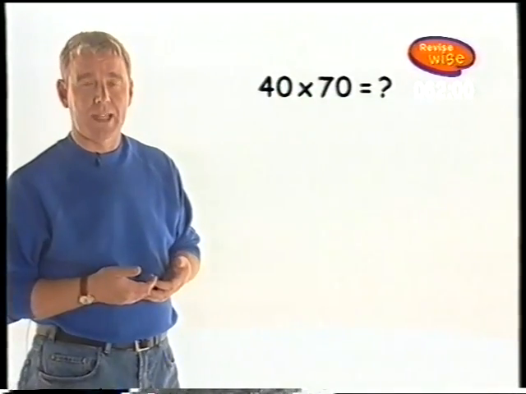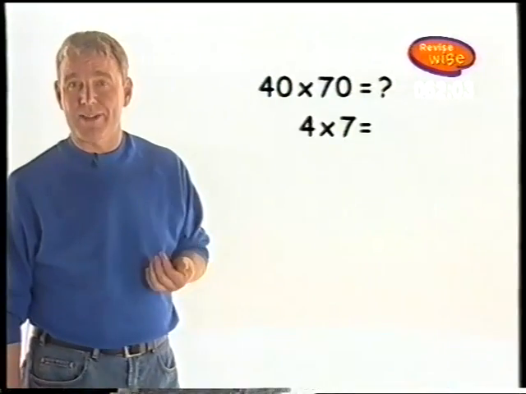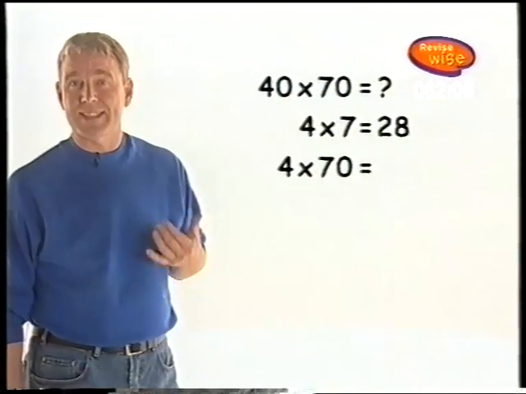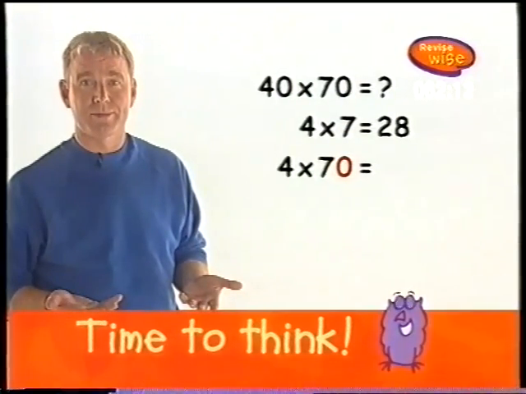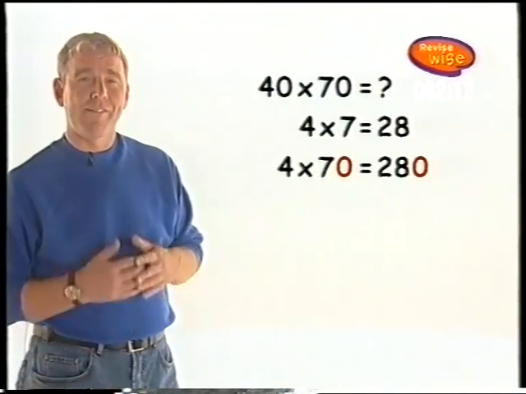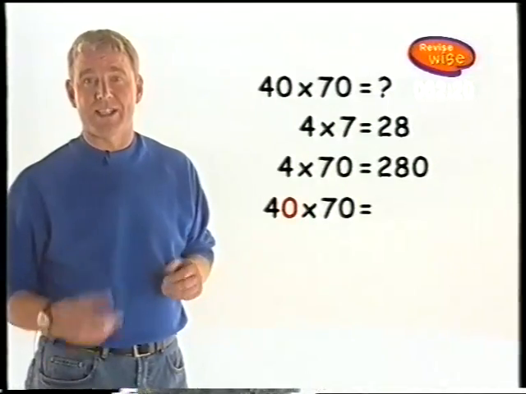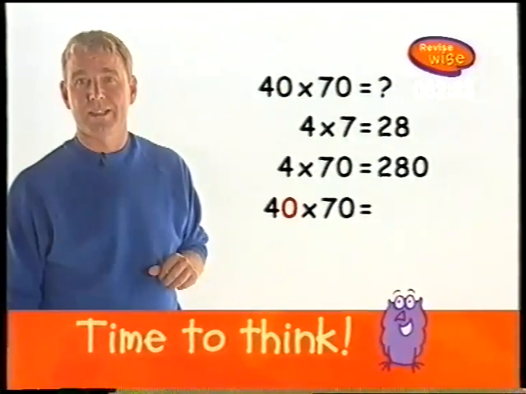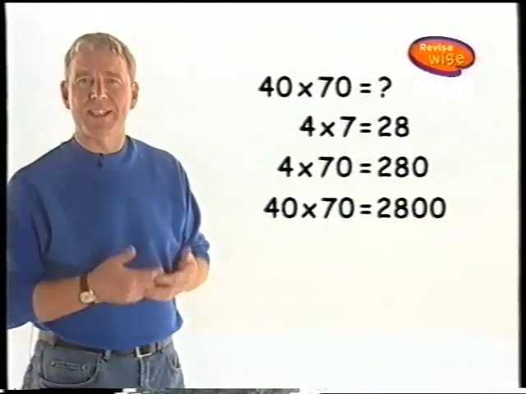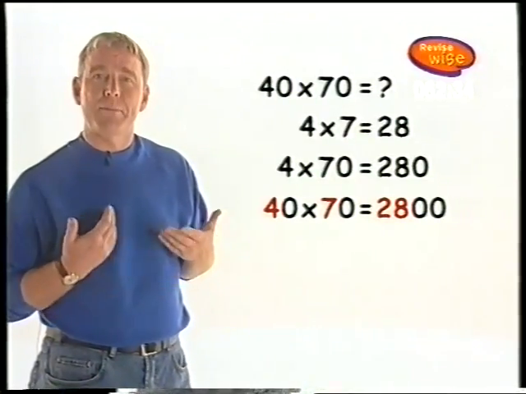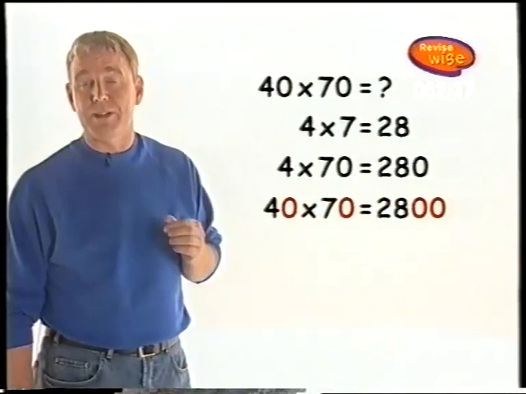Have a look at this one. What's 40 times 70? Well, we know from our times tables that 4 times 7 is 28. 4 times 70 is going to be 10 times bigger. So that's 280. 40 times 70 is going to be another 10 times bigger. That's 2,800. The trick is to multiply the significant digits and then make sure you get the place value right by having the same number of zeros in your answer.